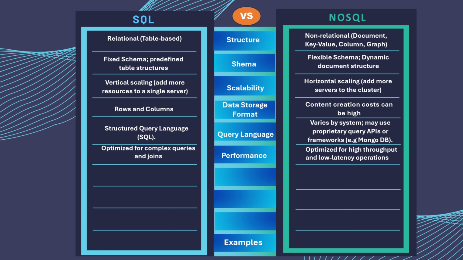NoSQL databases are optimized for high throughput and speed, especially for simple read and write operations at a massive scale. They often use denormalized data to make reads incredibly fast. This makes them perfect for big data applications like IoT, real-time analytics, and managing large amounts of content.